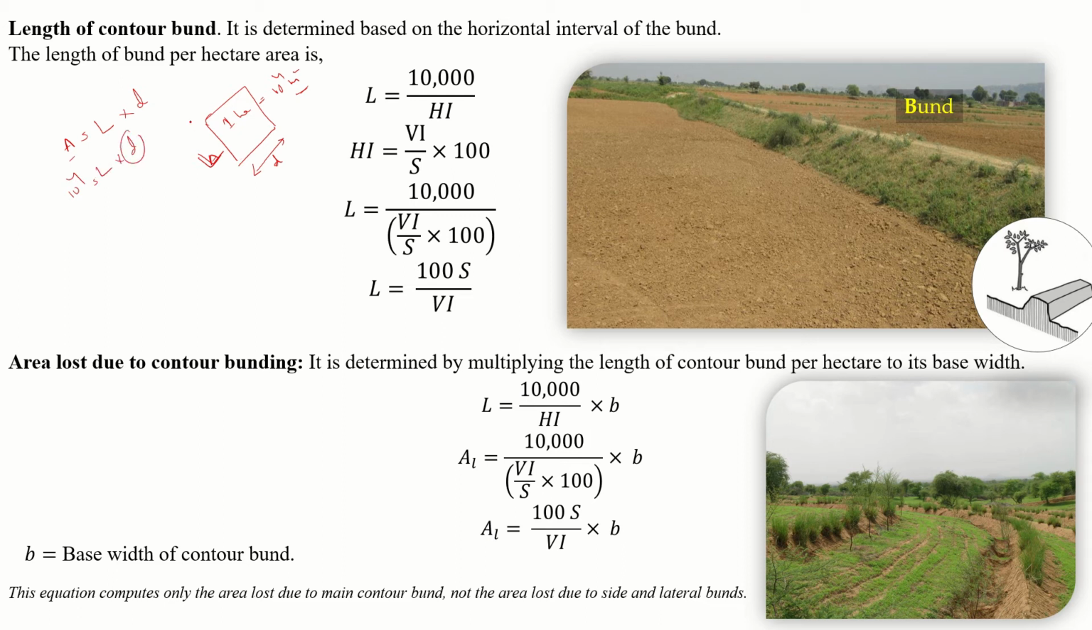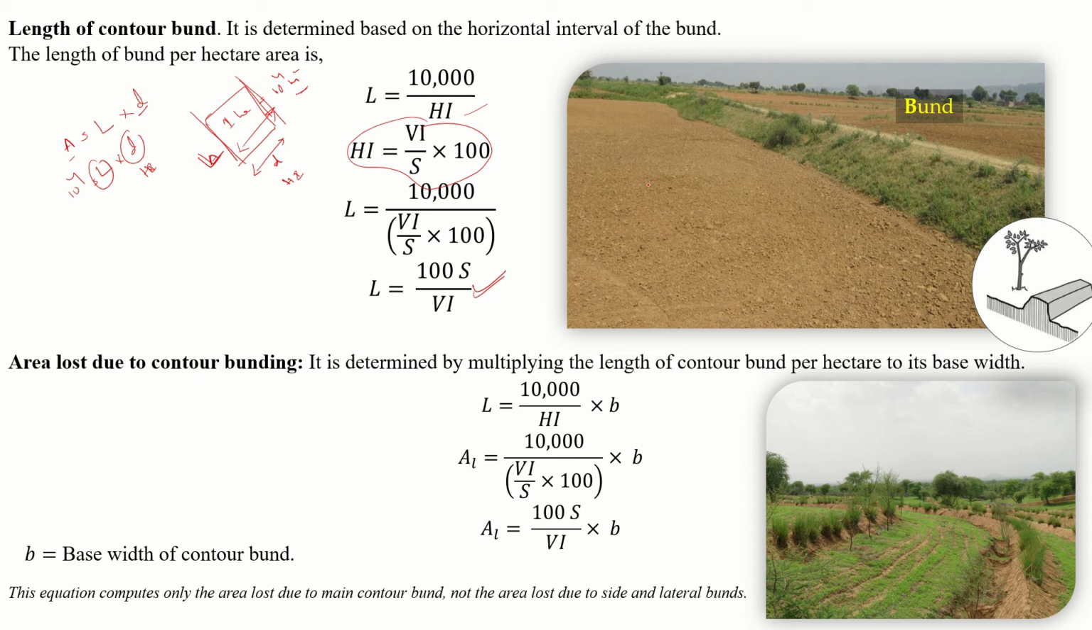What is the distance here? A bund is here, and another bund is here. What is between these two bunds? It is simply called the horizontal interval. Can I substitute the distance with the horizontal interval? So what is the length? Length is nothing but 10 power of 4 by horizontal interval. This is the way we can find the length of the bund, and this is simplified in terms of your slope.